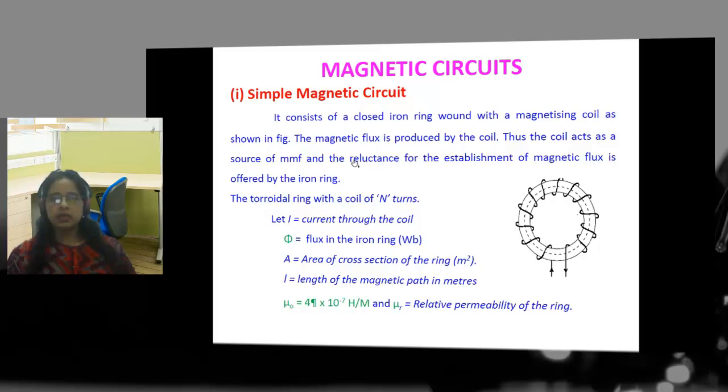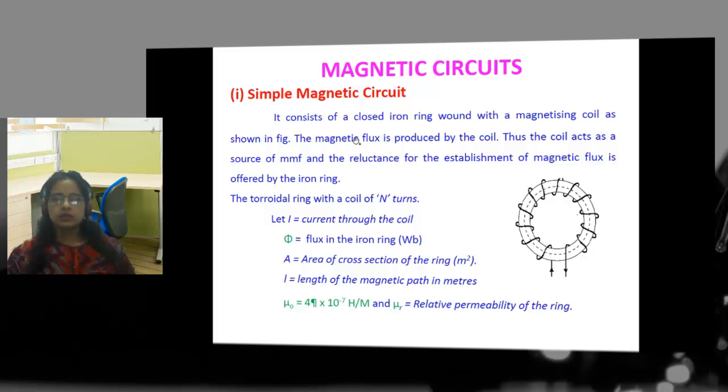Simple magnetic circuit. It consists of a closed iron ring. The ring will consist of a single material, so it is mainly made up of iron. A ring is wound with a magnetizing coil as shown in the figure. So, an iron ring wound with a coil.